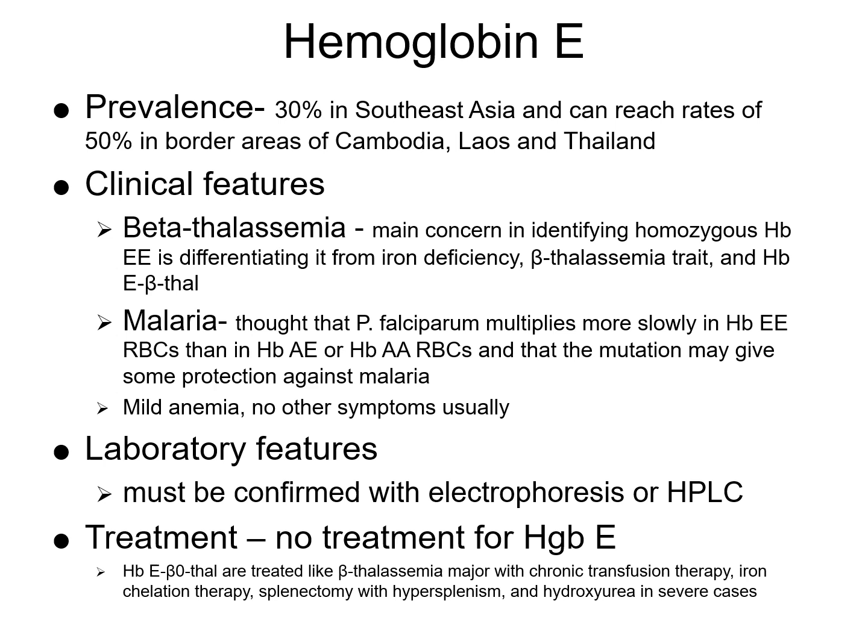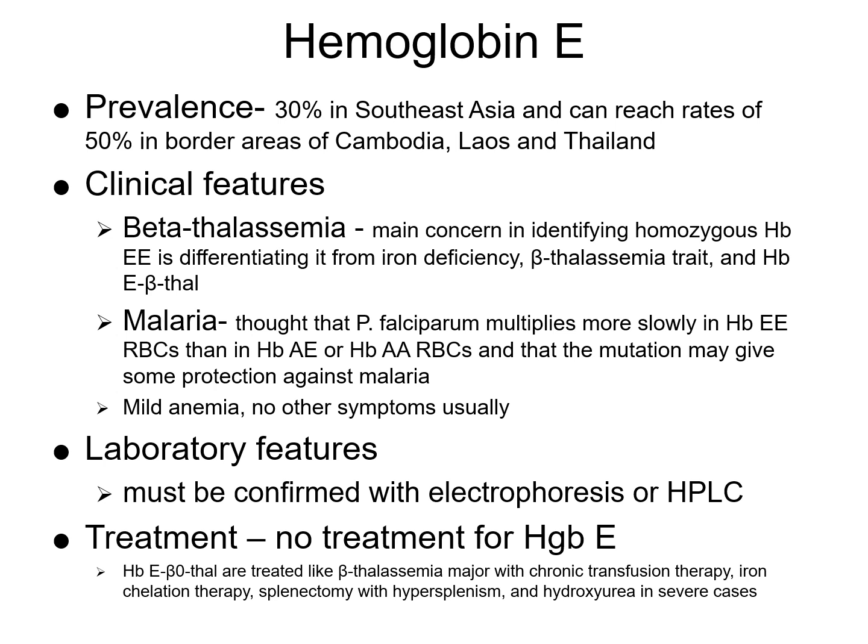So hemoglobin E, this is found in about 30% of people in Southeast Asia. It can reach up to 50% in border areas of Cambodia, Laos, and Thailand. For clinical features, we need to make sure that we can differentiate this from iron deficiency, beta thalassemia trait, and hemoglobin E beta thalassemia. There is some malaria protection with this, as with hemoglobin S. So Plasmodium falciparum actually multiplies more slowly in people that have homozygous hemoglobin E. The mutation may provide some protection against malaria. It usually presents with a mild anemia and really no other symptoms.